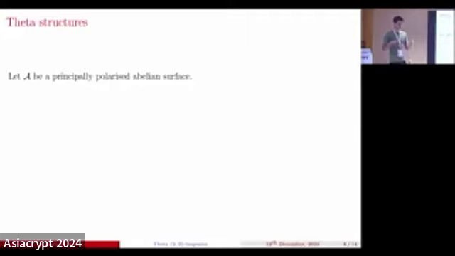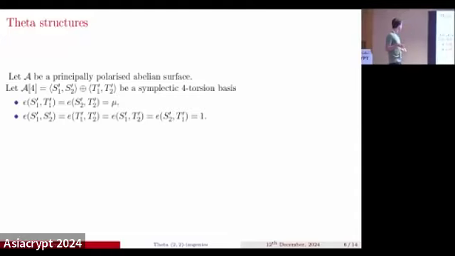Okay, so I've just talked a little bit about these theta formulae, but what's a theta structure? Let's start with just a principally polarized abelian surface. Just for the sake of having something explicit in mind, let's imagine that it's just the Jacobian of a genus 2 curve. Then on this abelian surface, we take a symplectic fourth torsion basis.